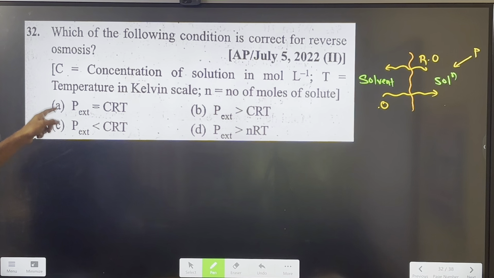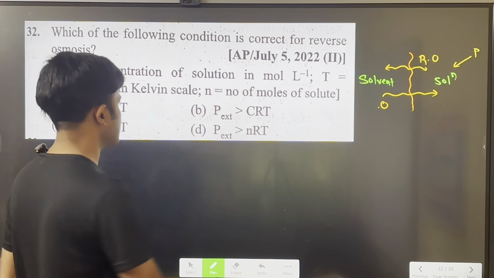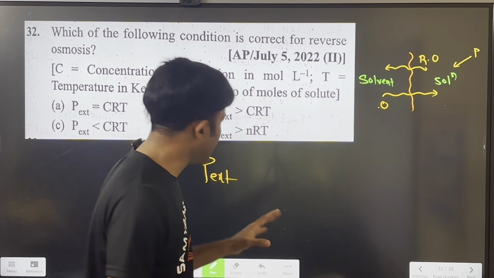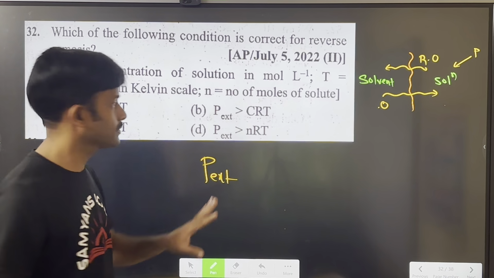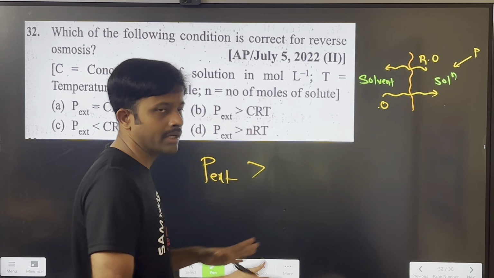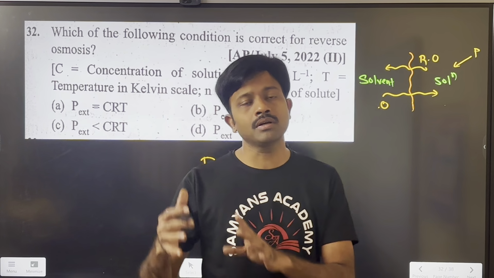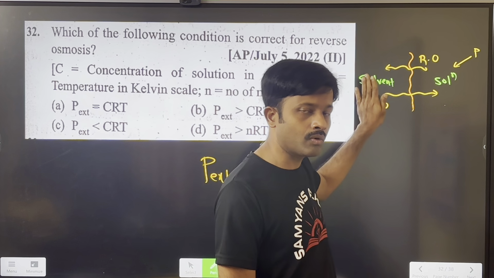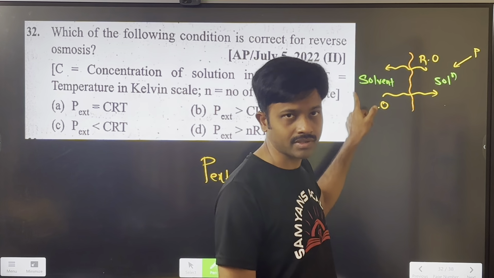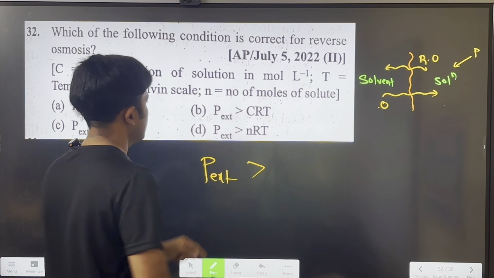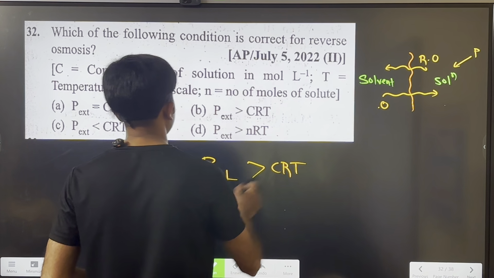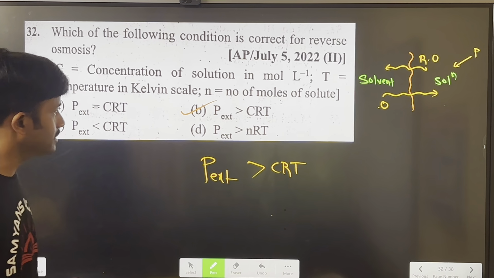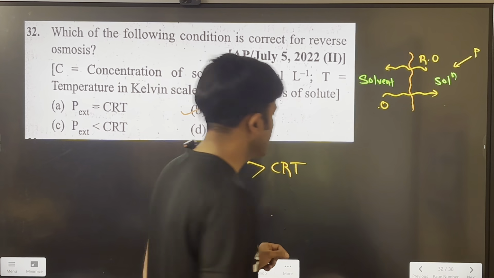So how much external pressure are you giving? Some external pressure you are giving, and it has to be more than the osmotic pressure. Whatever external pressure you are giving, it has to be more than the osmotic pressure. Then only do the solvent molecules move from the high concentration region to low concentration region, that means solution to solvent side, right? So here, which option is correct? Option B is correct, right? The external pressure is greater than the osmotic pressure.